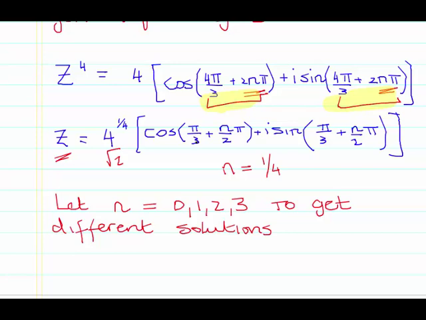So we end up with pi over 3 plus n over 2 times pi, which is essentially this expression here divided by 4, or one quarter of it. So what we've got to do is just evaluate it for n equals 0, 1, 2, and 3. That's the four roots, starting with 0, to get the four different solutions.